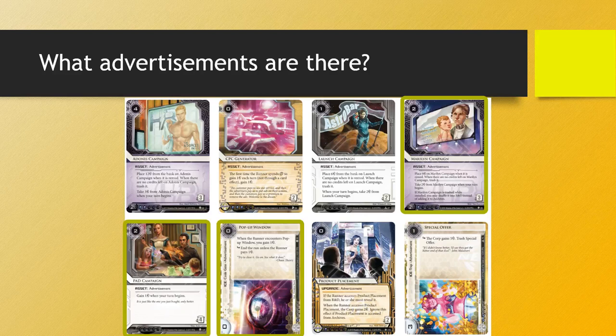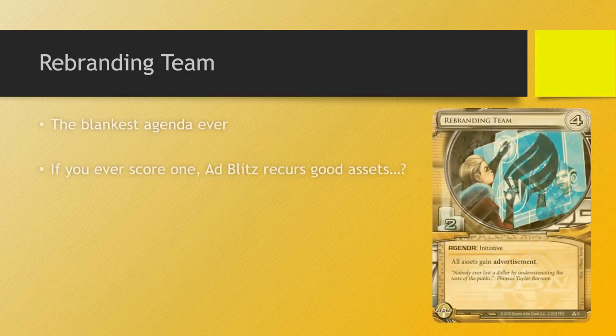I think if you are going to construct a deck with Ad Blitz, and Ad Blitz itself is a pretty bad card, if you're going to play another bad advertisement alongside it, 2 bad cards played together doesn't make a good combo. So, instead of playing bad cards like all these advertisements that are not Boarded Up, let's play something else. Let's play a good agenda. Let's play Rebranding Team, the best 4-2 NBN agenda in the game.